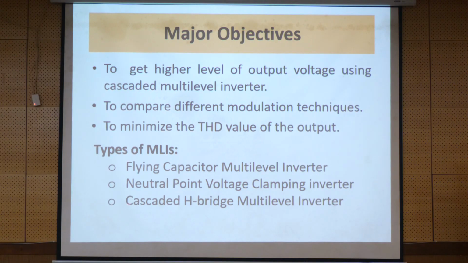You can imagine that if you want to achieve the 7 level using cascaded H-bridge multi-level inverter, how many DC sources are required? 3 DC sources for a single phase system. If you want to go for the 3 phase system, you require 9 DC sources. So sometimes that matters, getting 9 DC sources.